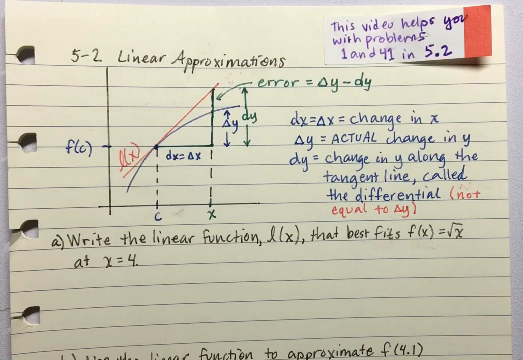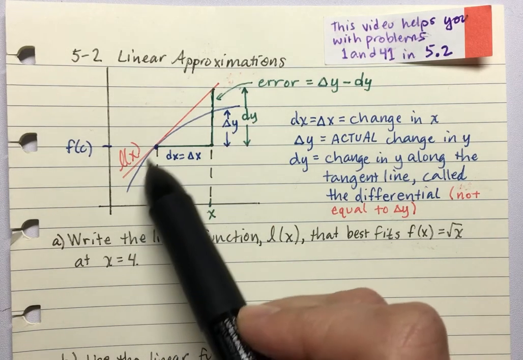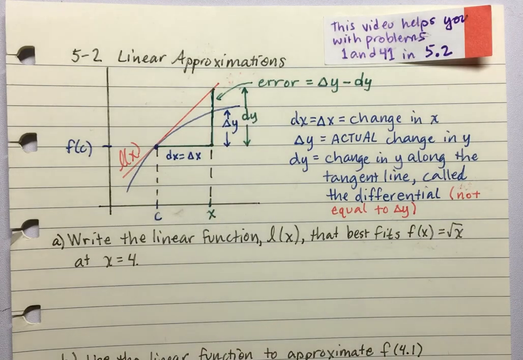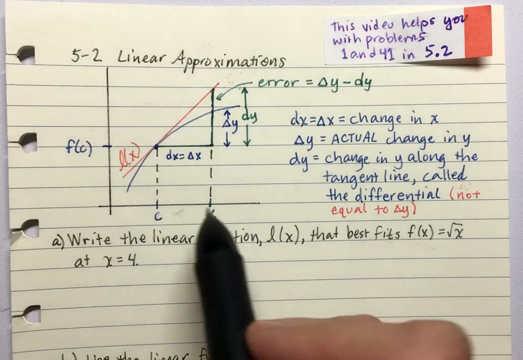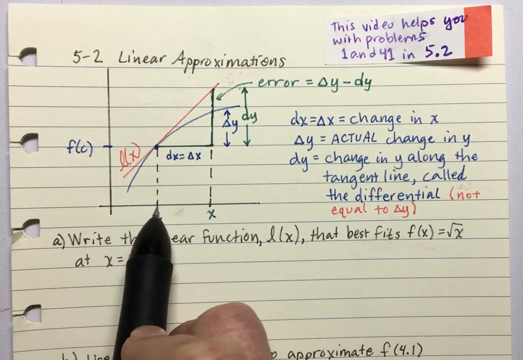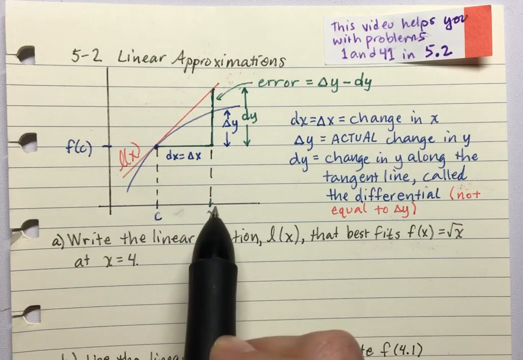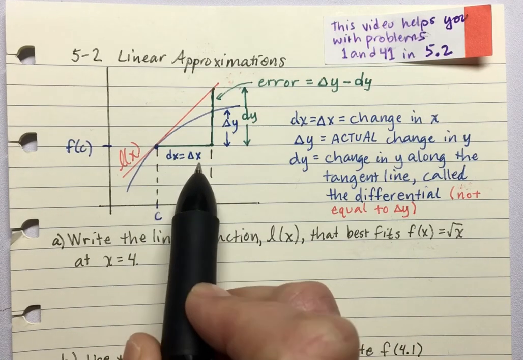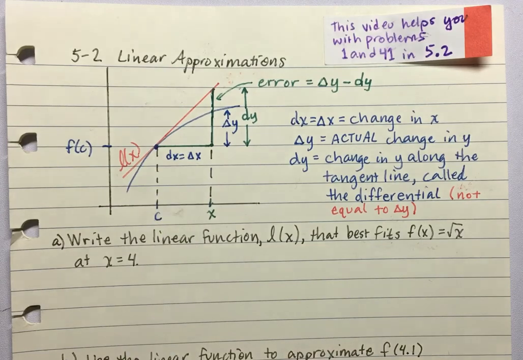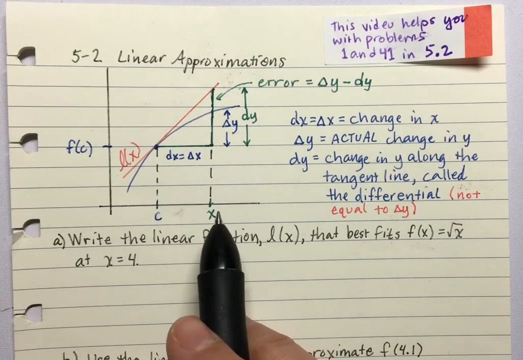Hey everyone, we are looking at something called linear approximations. First of all, let's get a little bit of vocabulary and notation down. Say we have this curve, that's our f of x, and then we have a tangent line in red. If I go from some point x equals c down the road a little ways, I have a change in x. That's my dx or my delta x, and those are interchangeable. You'll see the difference in a second when we look at y.